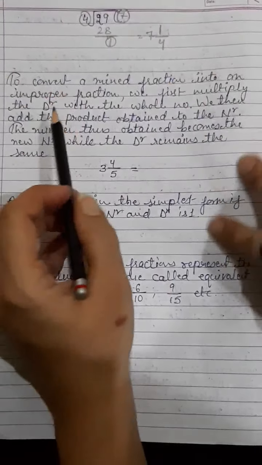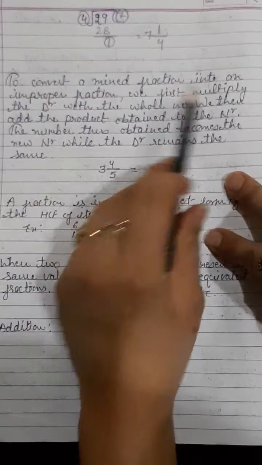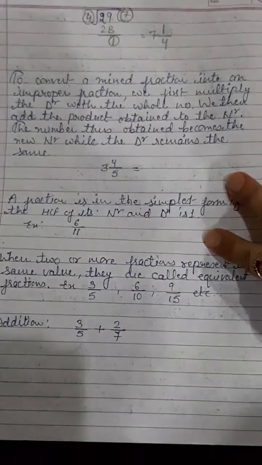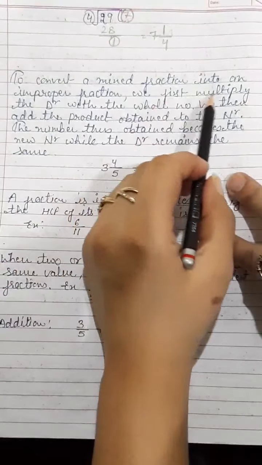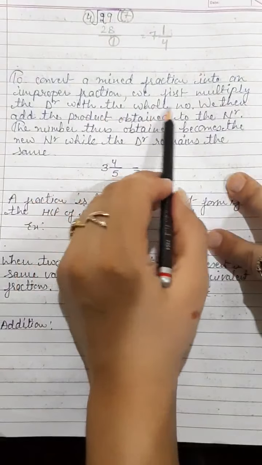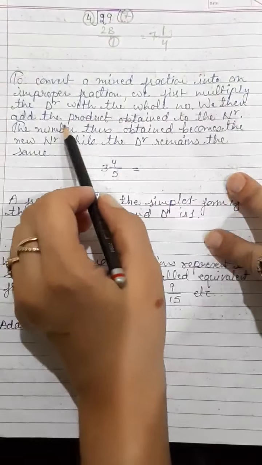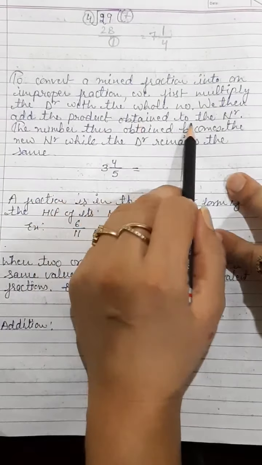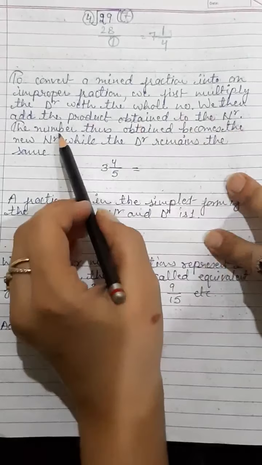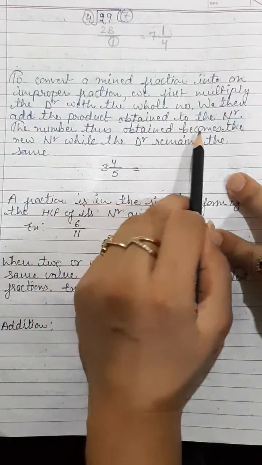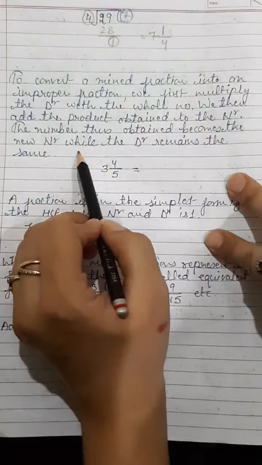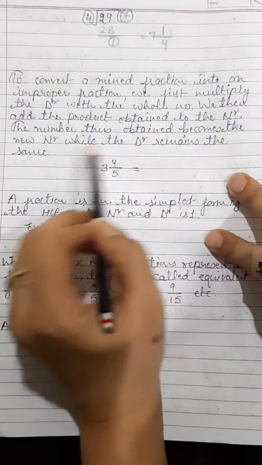Clear? To convert a mixed fraction into an improper fraction, we first multiply the denominator with the whole number. We then add the product obtained to the numerator. The number thus obtained becomes the new numerator while the denominator remains the same.